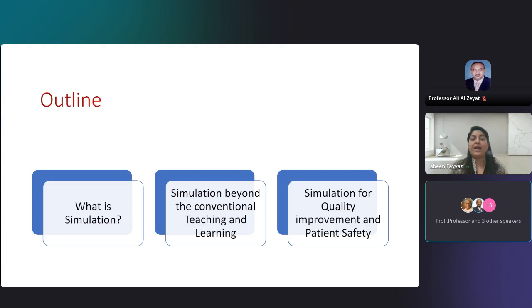So I hope I'm able to provide you some ideas on what is simulation, how you can utilize simulation beyond the conventional teaching and learning, and still be able to provide some more higher level discussions and teaching and learning opportunities, and where some of the avenues are where simulation can still be utilized for quality improvement and patient safety.